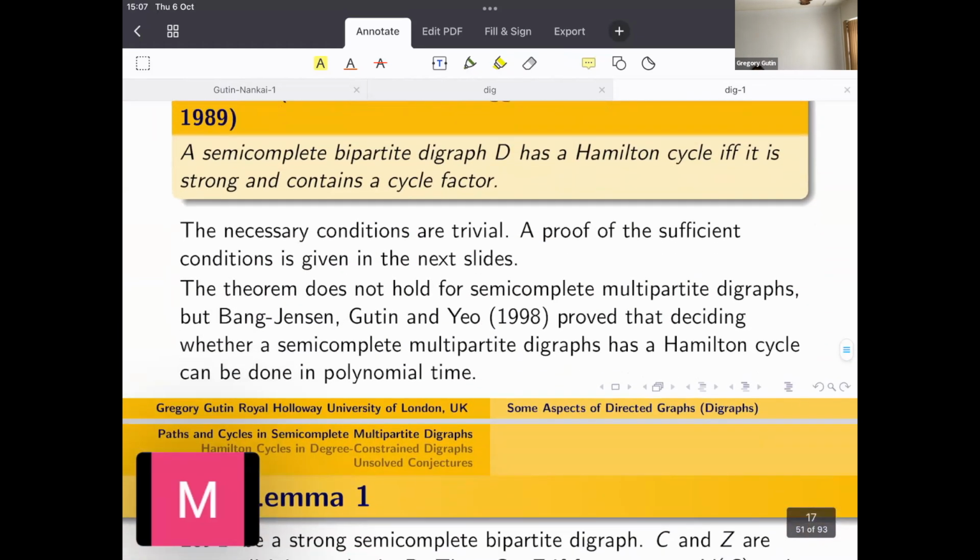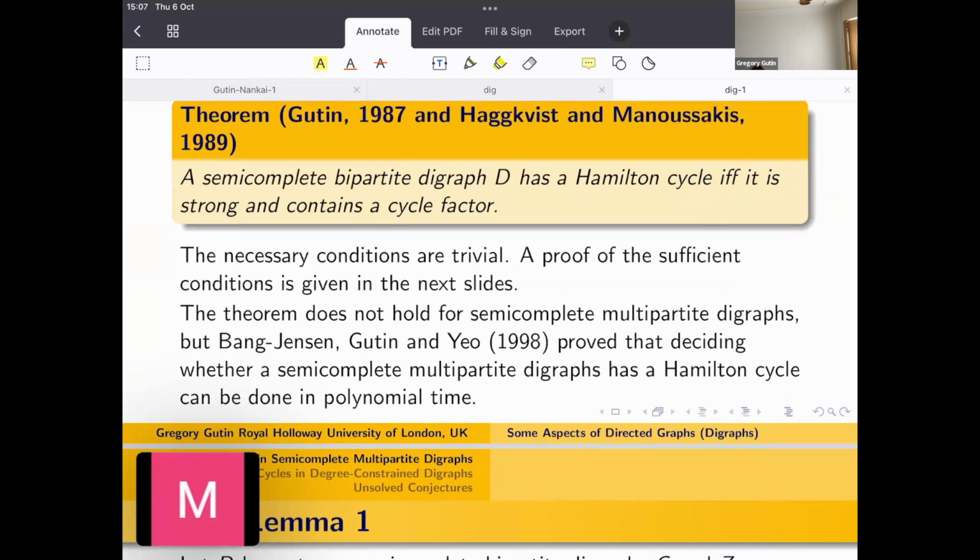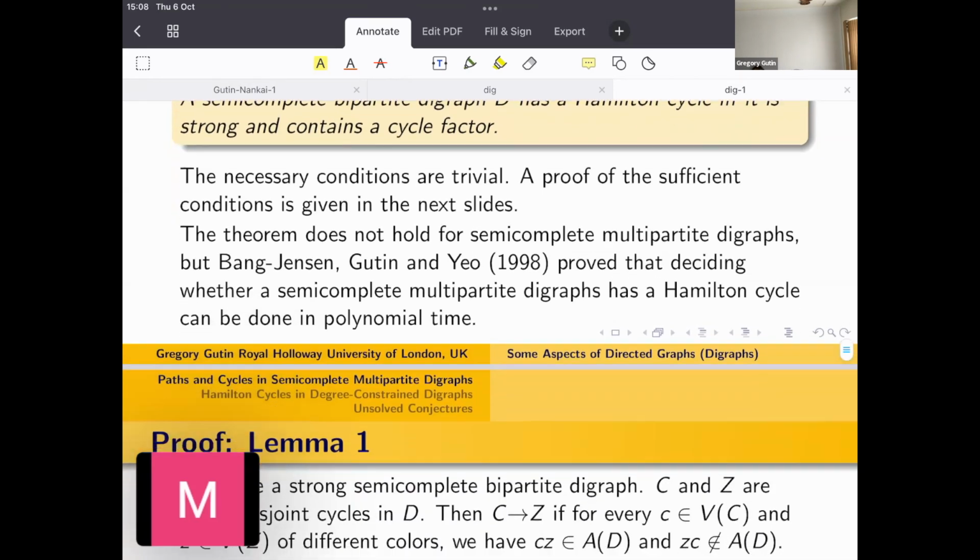This theorem doesn't hold for semi-complete multipartite diagraphs. Even with three-partite, it doesn't work anymore. Unlike tournaments, this condition with cycle factor doesn't work anymore. It's not sufficient. But with Bang-Jensen and Anders Yeo, we proved that deciding whether a semi-complete multipartite diagraph has a Hamilton cycle can be done in polynomial time. This proof is pretty tough.